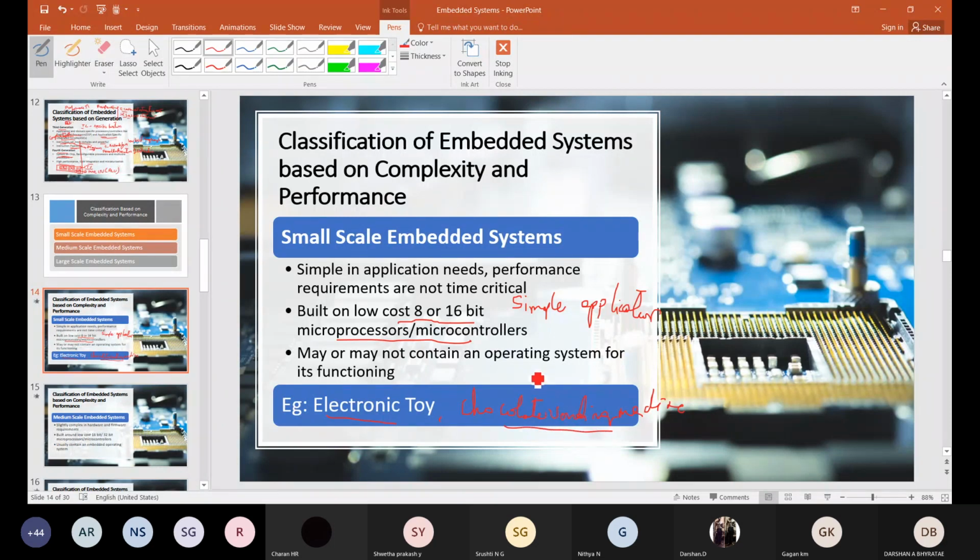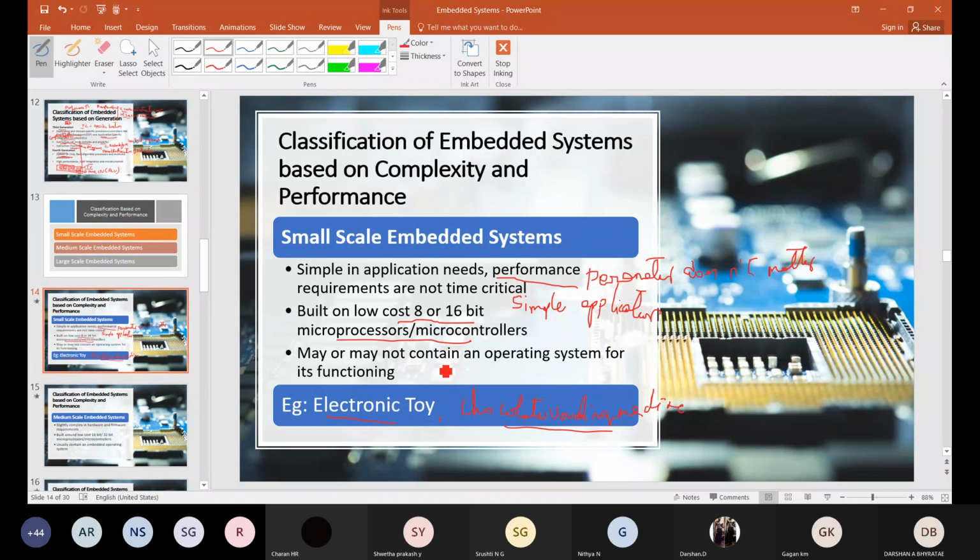Okay, here in the small scale embedded system, we are going to use simple applications, and we are not focusing more on the performance parameter. The performance parameter doesn't matter in this small scale embedded system here.